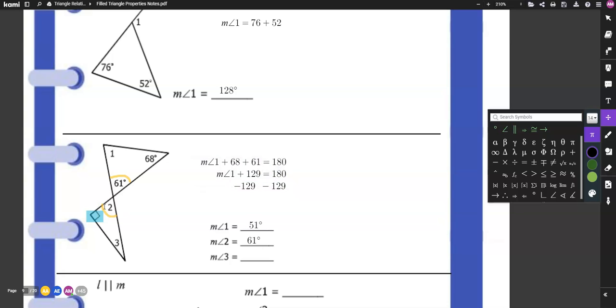For angle 3, we're going to add angle 2 and the right angle. So we have the measure of angle 3 plus the 90 degrees plus the 61 degrees that is angle 2 will be 180 degrees. And then again, combine like terms. So the measure of angle 3 added to 151 is going to be equal to 180.